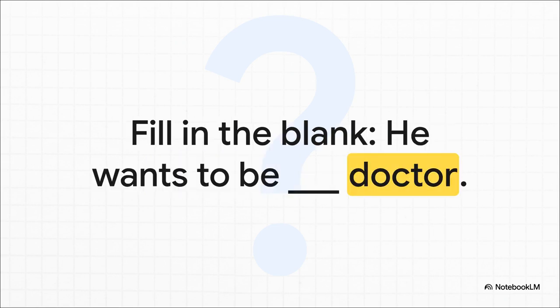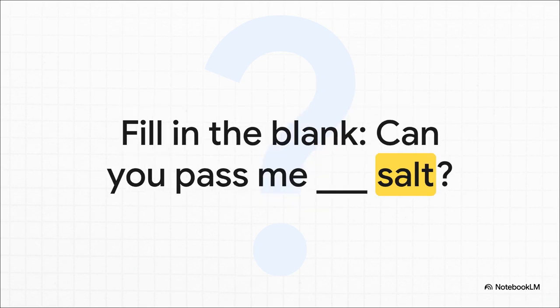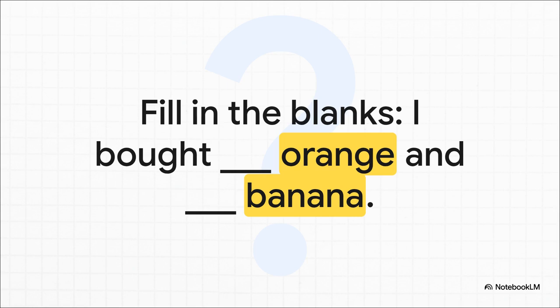Number 2, he wants to be blank doctor. Number 3, she read blank interesting book. Number 4, can you pass me blank salt? And the last one, number 5, I bought blank orange and blank banana. All right, go ahead and pause here if you need a second. The answers are coming right up.